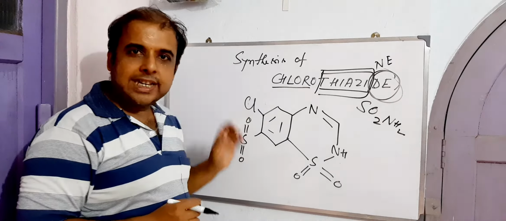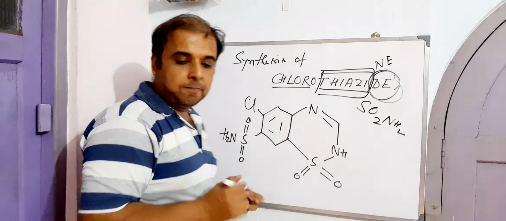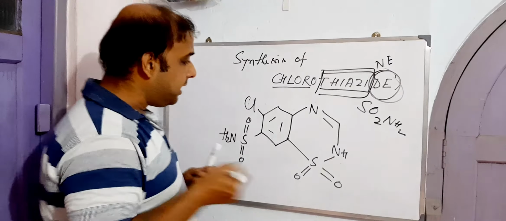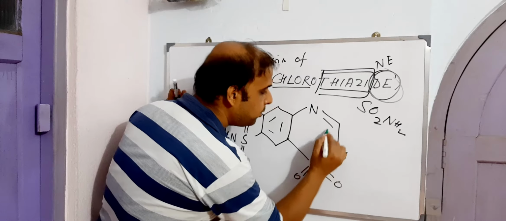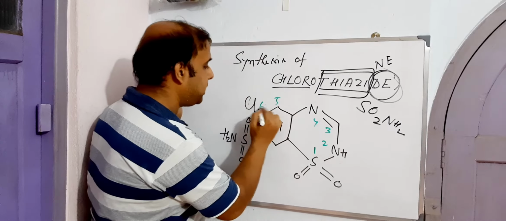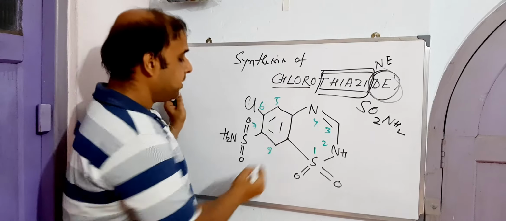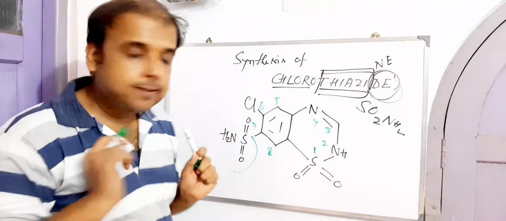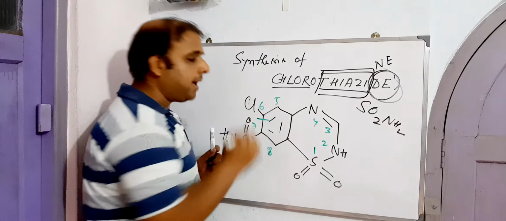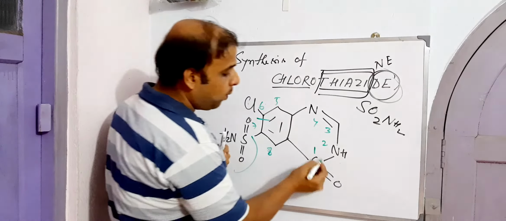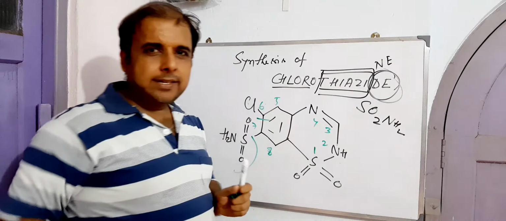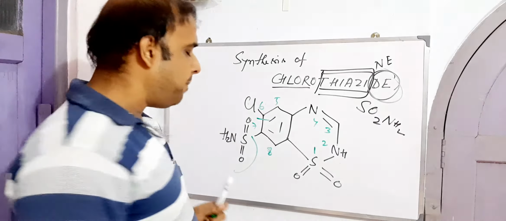So we have a chloro which has been kept here. If we put the locant numbers, this is position 1, 2, 3, 4, 5, 6, 7 and 8. At position 7 we have sulfonamide. At position 6 we have chloro. At position 1 we have 1,1-dioxide. So let us spend some time with the IUPAC name.